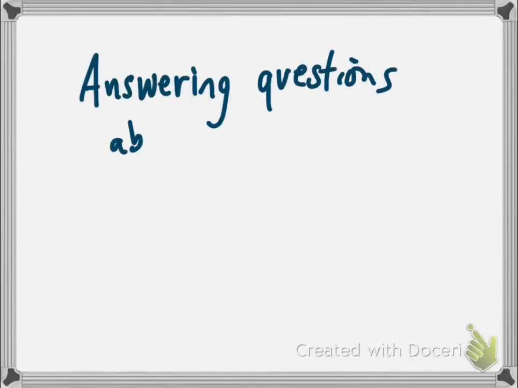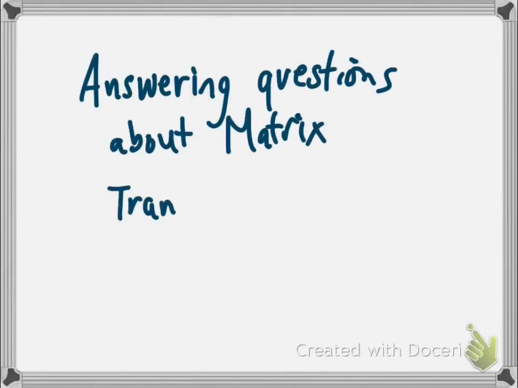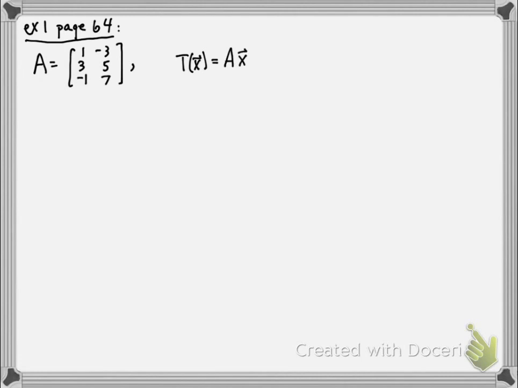Okay, let's go over some questions about matrix transformations. This is example 1 on page 64 of the text. I'm just going to add some more details there. So suppose A is this matrix given here, 1, -3, 3, 5, -1, 7. And then we're going to consider the linear transformation T of x is A times x.